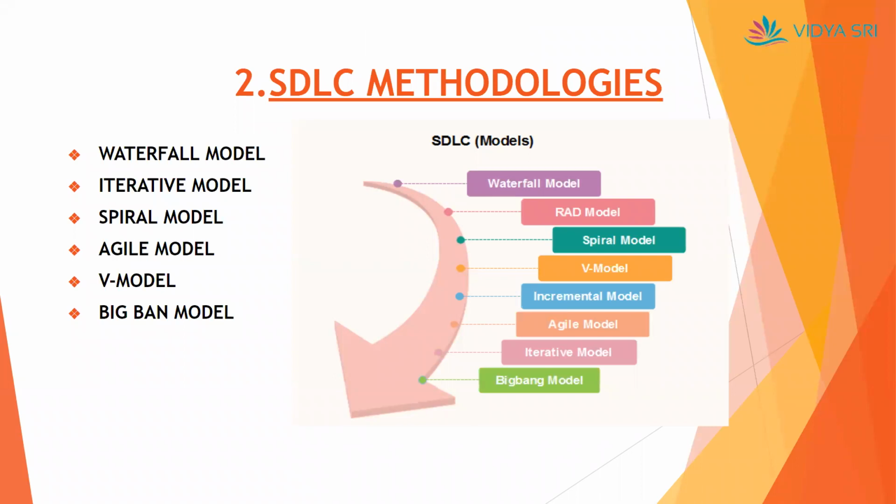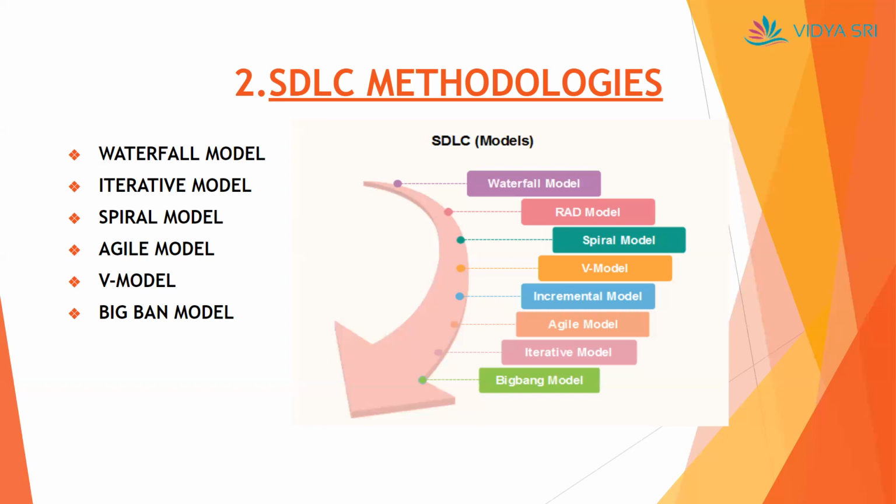Every organization, not only small or bigger, any organization you can take, will follow some kind of methodologies or models. We can call them SDLC methodologies. One is waterfall, iterative, spiral, agile, and big bang model. Nowadays all organizations are following the agile model. Before agile, every organization was following waterfall and V model.